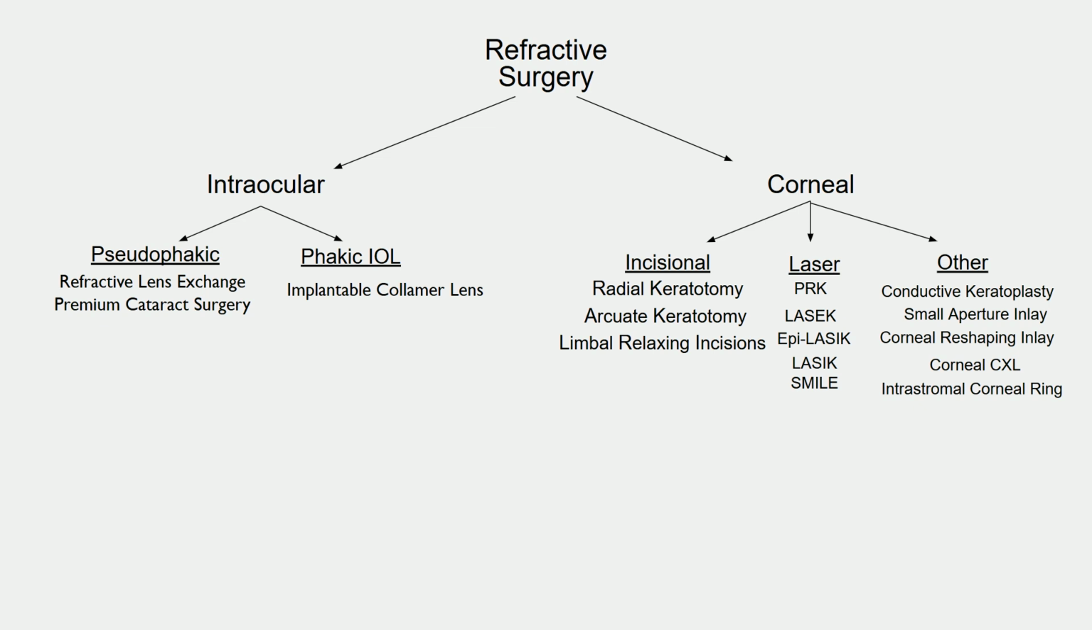On the corneal side, there's a couple of different things you can do. Some of these are no longer in practice, and if you are getting told to do a radial keratectomy, maybe you should go see someone else. But there's incisional procedures. Today, most common is limbal relaxing incisions, which are done during cataract surgery normally to help release some of the astigmatism. There's laser procedures. Those involve a lot of your more common refractive techniques that you hear about, PRK, LASIK, SMILE, and then a variety of other techniques that are performed for specific reasons.